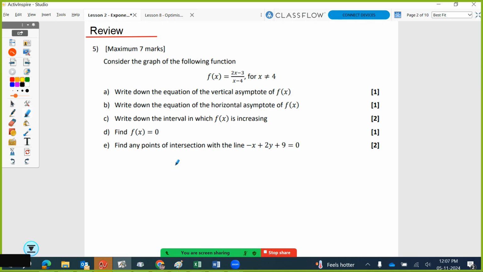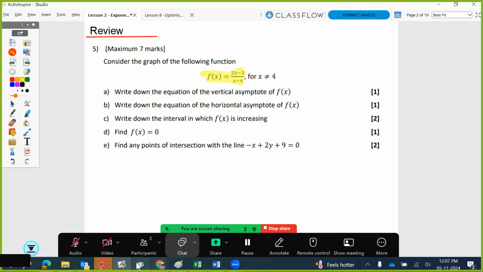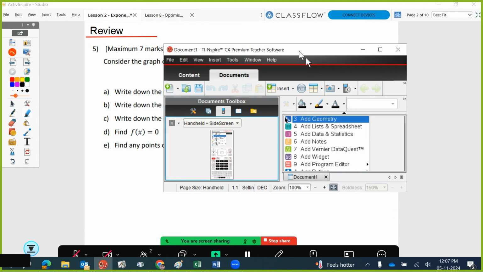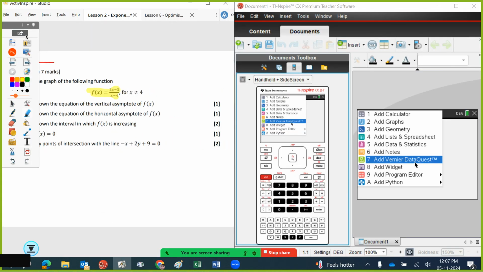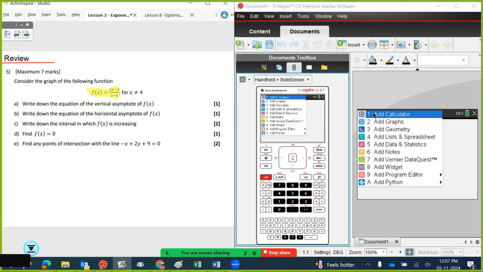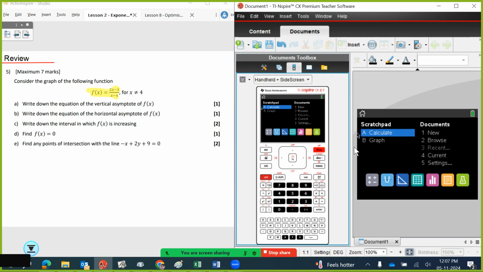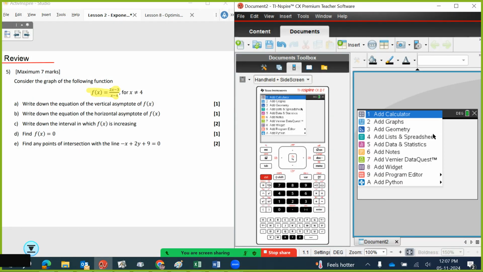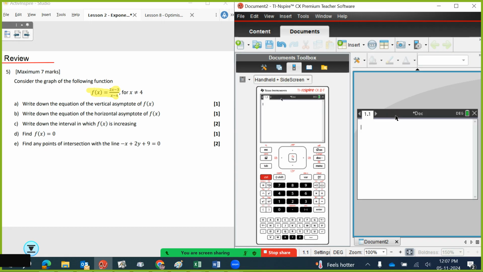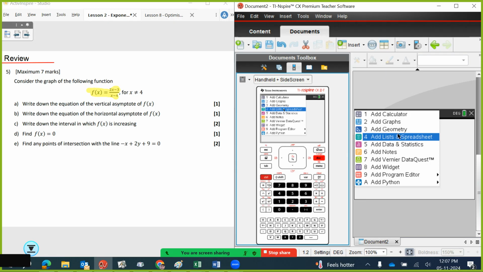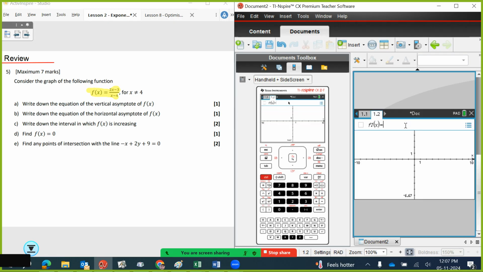Right, so take this function and enter it into your calculator, so you can follow me along as well. I would start by pressing the on button. Press 1 for a nice new fresh document, always add a calculator page. And then press Control, add page, and add a graph. Let's type in our function here.